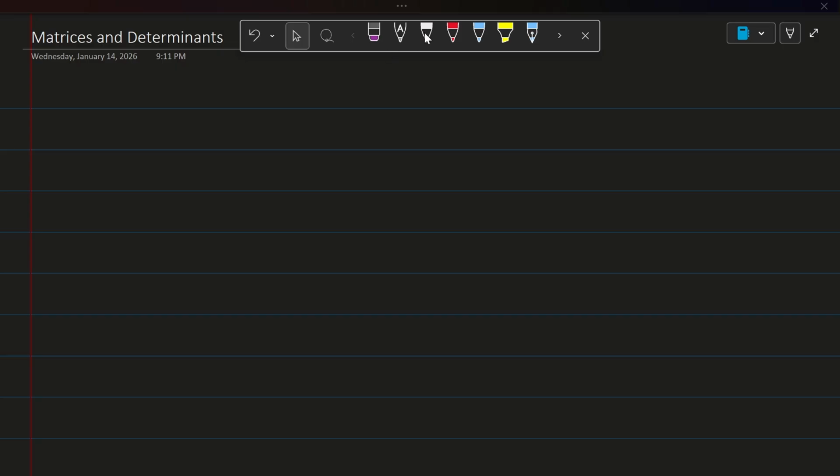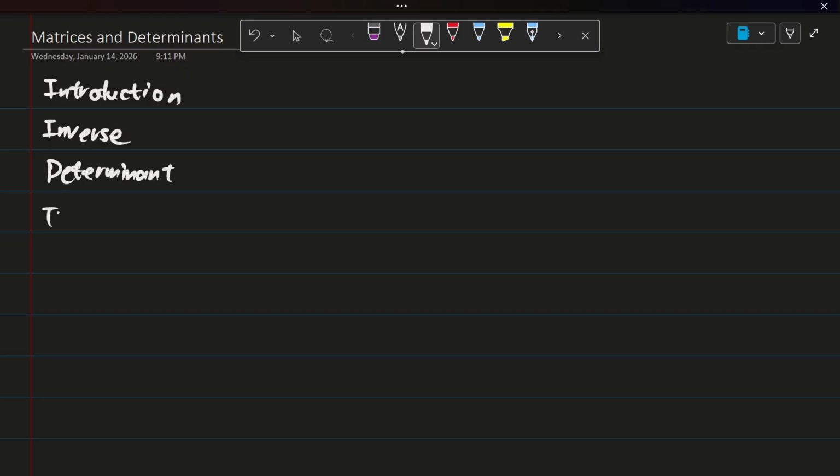First, we'll introduce what matrices are, and after that we'll talk about the inverse of a matrix, then the determinant, and finally some transformations of matrices, and their special matrices. Sorry, this is not unique, this is special.